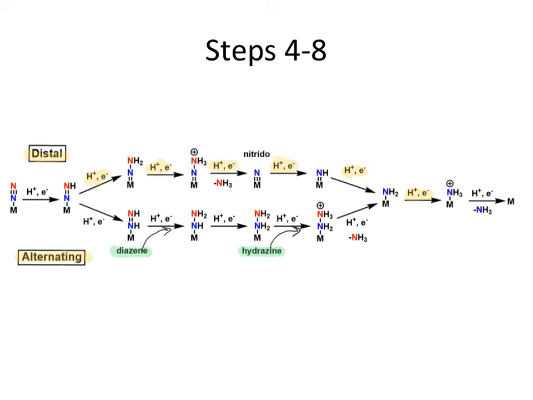The distal pathway would not give the same rates for these three different substrates because you don't have a diazine or a hydrazine intermediate. Instead, you go and protonate off that terminal nitrogen to make the nitrido intermediate.